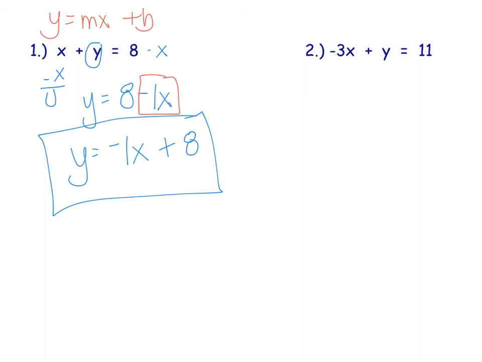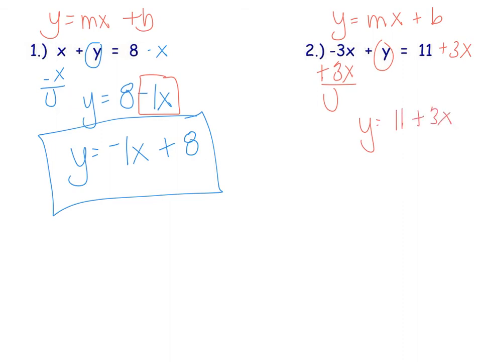Let's try that with example 2. Remember, we're working to get it in y equals mx plus b format. In order to do that, let's get this y by itself. So let's add 3x to both sides, so that now we have y equals 11 plus 3x. If we look at that, is it in function form? No, but it's very close. If we make it y equals 3x plus 11, now we've accomplished getting that equation into function form.